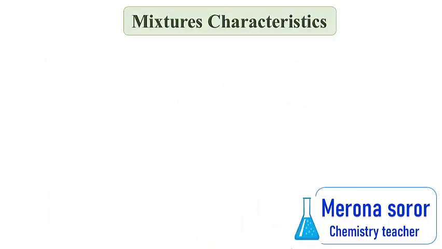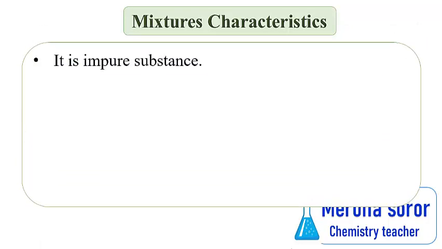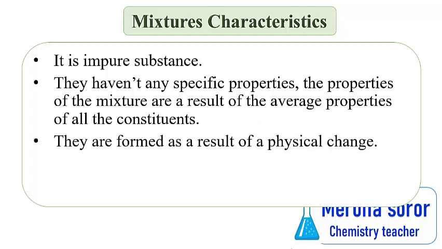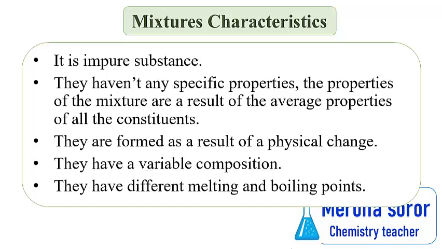Mixture characteristics. It is an impure substance. They haven't any specific properties. The properties of the mixture are a result of the average properties of all the constituents. They are formed as a result of a physical change. They have a variable composition. They have different melting and boiling points.